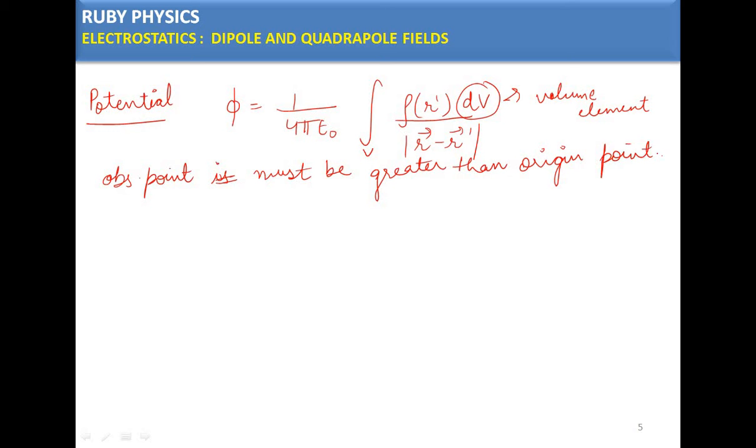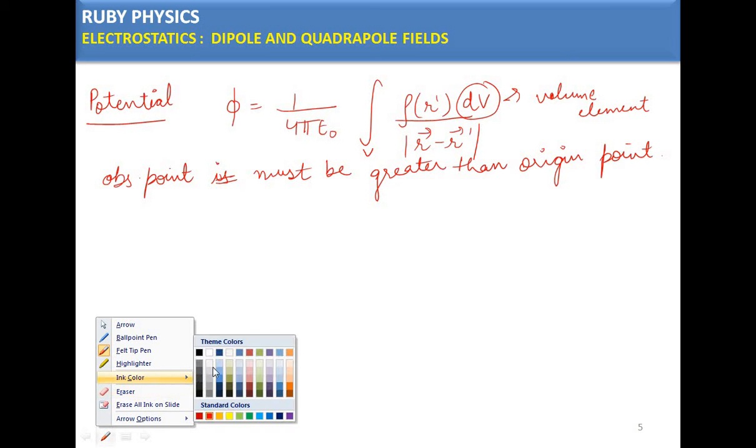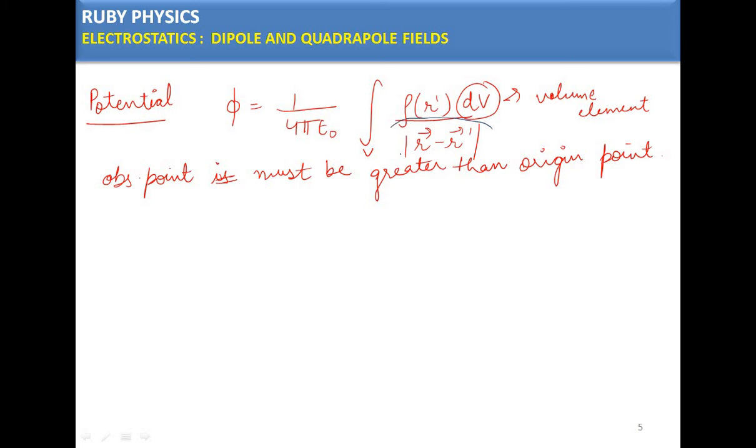Okay, you have to keep in mind always that the observation point, the distance from the origin to the charge distribution, must be greater than the origin point. Then we will expand this term here, 1 upon r minus r dash. I can write this in the form of under root r minus r dash square. I hope this is clear.